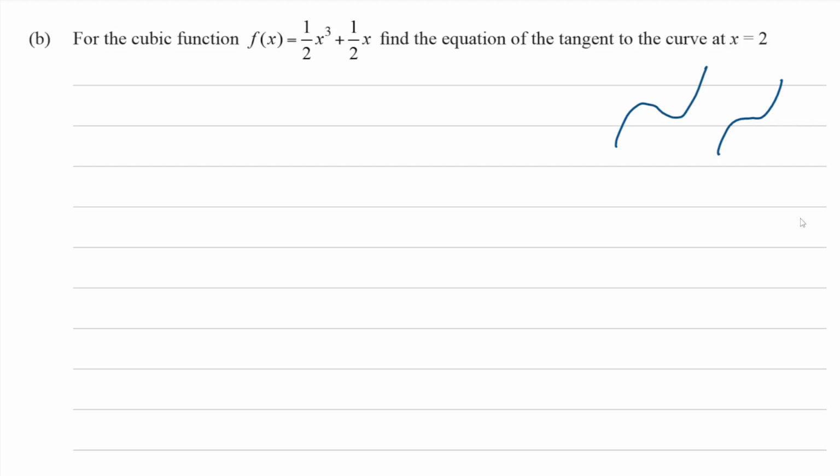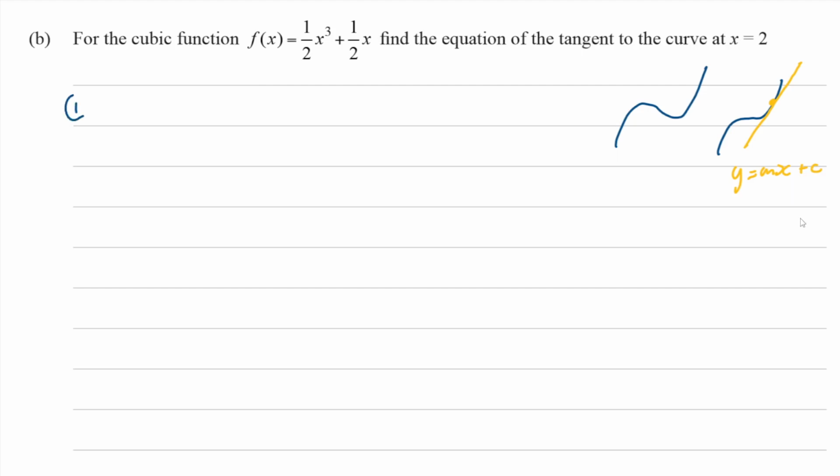So for example, if this point here is at x equals 2, the tangent is the line that has the same gradient as that point, and is in the form y equals mx plus c. Right, equation of a straight line. So a few steps to get there.